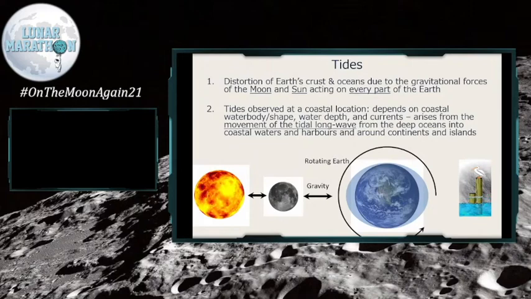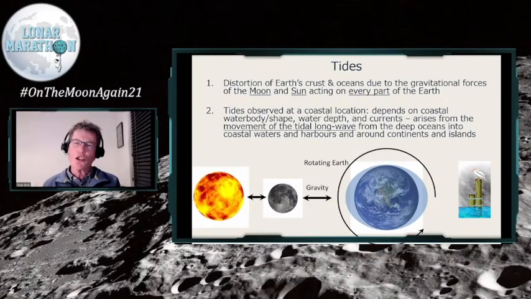The moon causes a distortion in the Earth's crust as well as the ocean. Those are called Earth tides, but we're going to focus today on the ocean tides, and that's due to the gravitational attraction of the moon and sun on every part of the Earth.